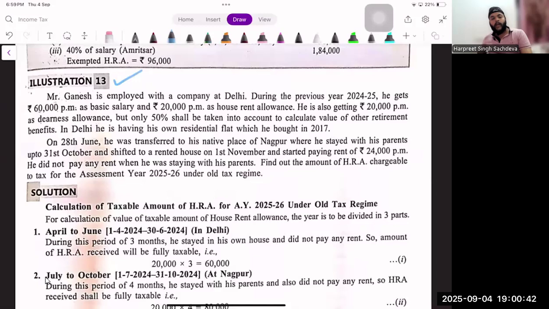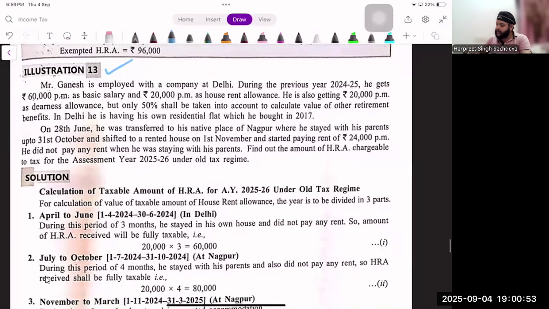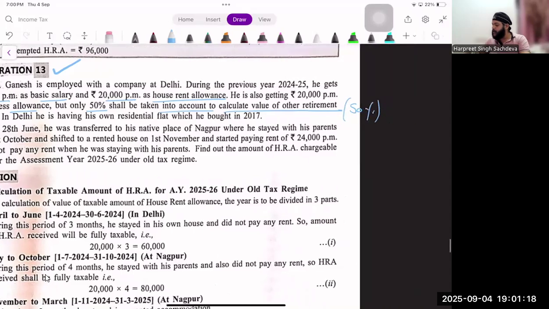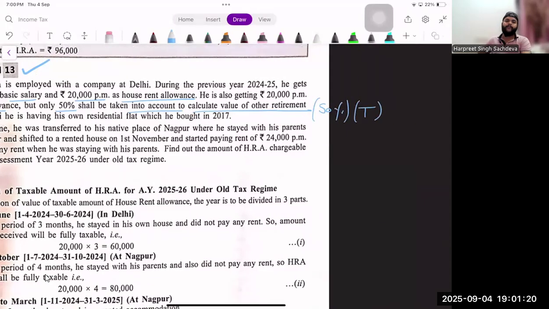Read it carefully. Mr. Ganesh is employed with a company at Delhi during the previous year 2024-25. It's your previous year. He gets 60,000 per month as basic salary and 20,000 per month as HRA. He is also getting 20,000 per month as DA, but only 50% shall be taken into account to calculate the value of other retirement benefits. मतलब 50% of the DA is in terms? Yes or no? Everyone, yes or no?